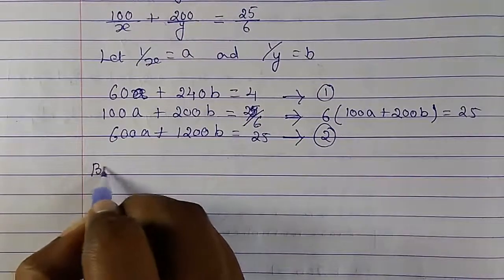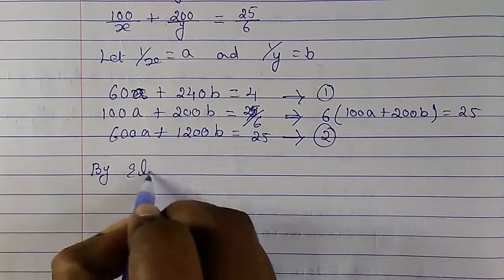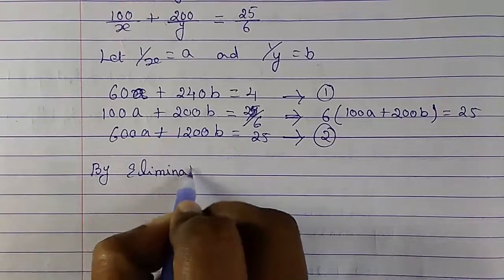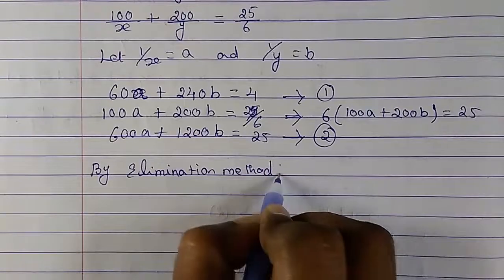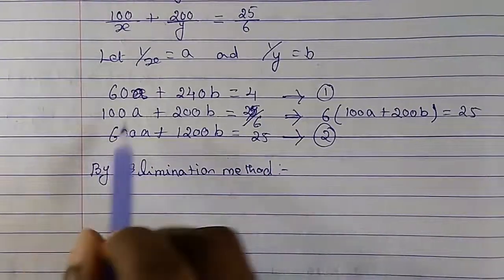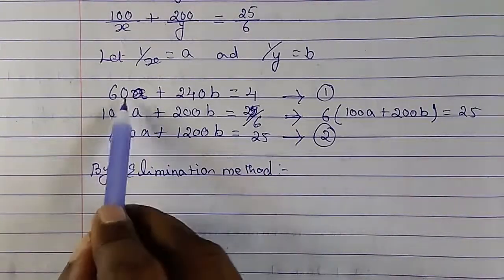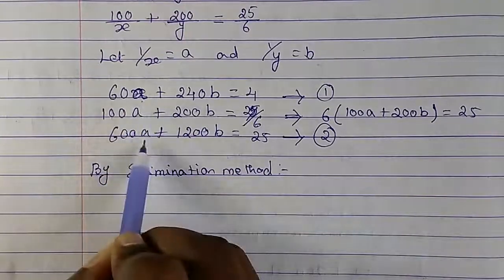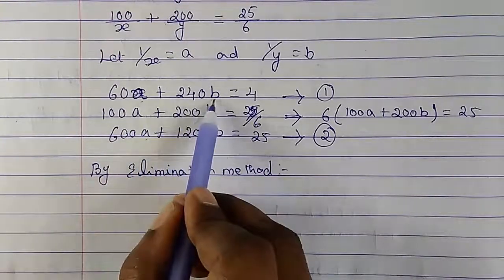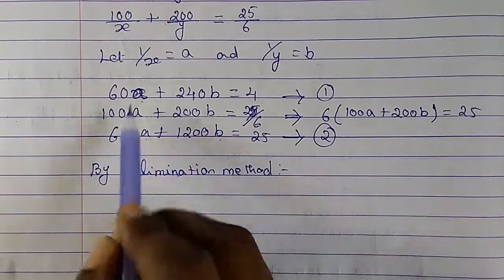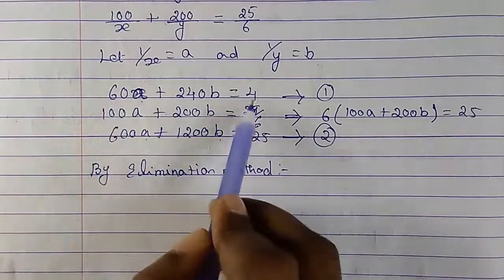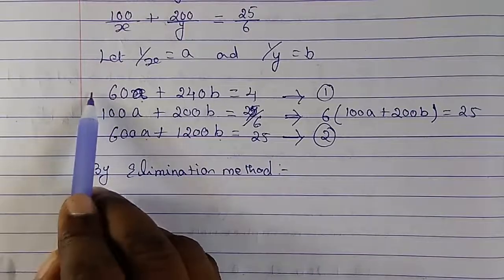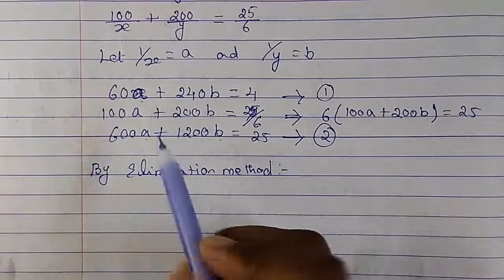By elimination method, or any method you can use. If I have to use the elimination method, then I have to see that the variables' coefficients are the same. Here I have 60a, here 600a; here 240b, here 1200b. So I have to make any one the same. So what I will do is multiply equation 1 by 10, then it will become 600.